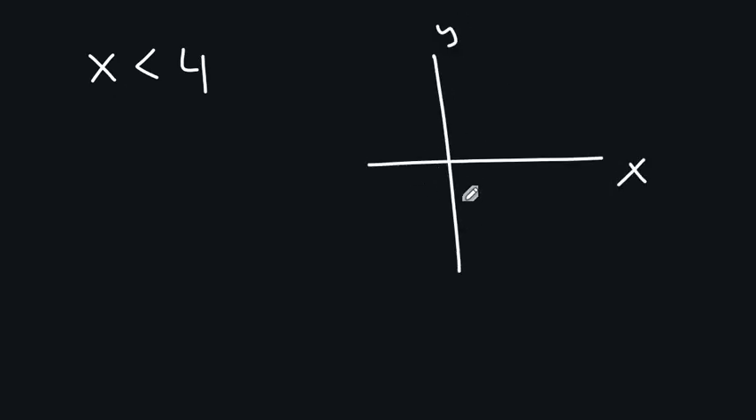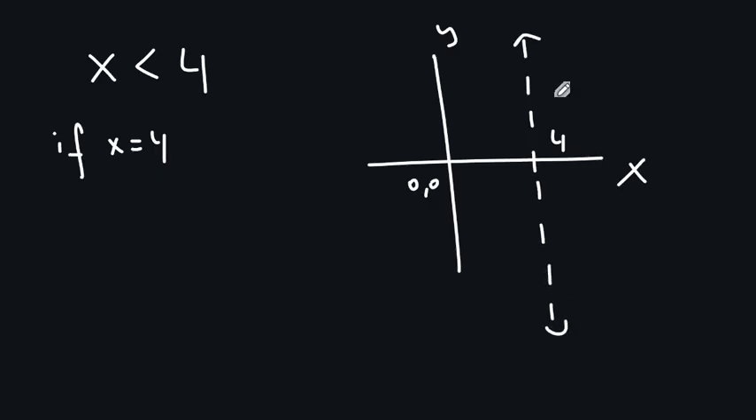So let's do one more example. Let's say I have x less than 4. So let's draw the xy coordinate plane, and I will assume that x is 4. If that's the case, then the graph of x equals 4 will be, let's say this is 4, a vertical line, but the line will be dashed because it's less than. The points on the line are not parts of the solution, are not included.